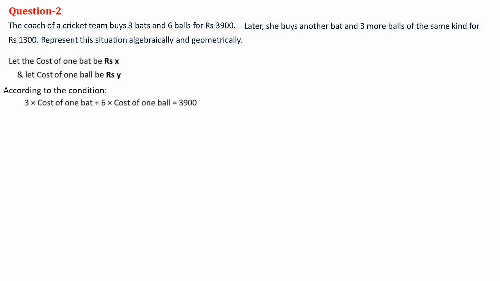That is 3 into the cost of 1 bat, so that is the cost of 3 bats, and 6 into the cost of 1 ball, that is the cost of 6 balls, is equal to the total. When we add these two, we will get the total rupees 3,900. So that is 3 into the cost of 1 bat, which we have assumed as x, and the cost of 1 ball, which we have assumed as y. So 3x plus 6y is equal to 3,900.